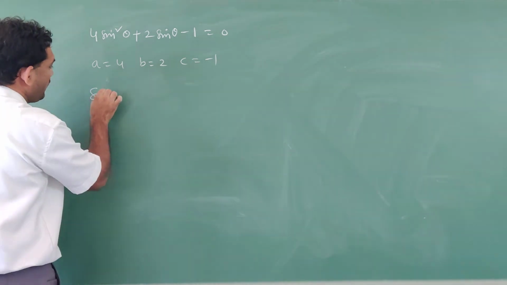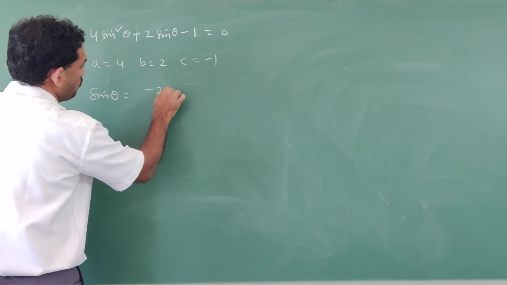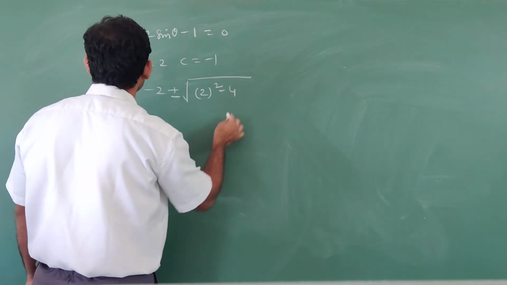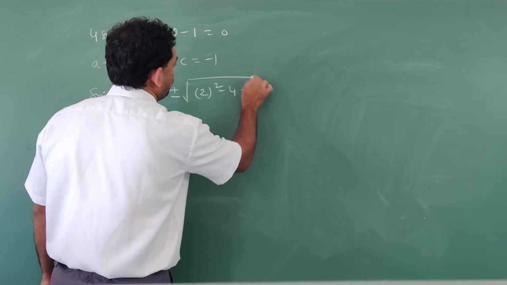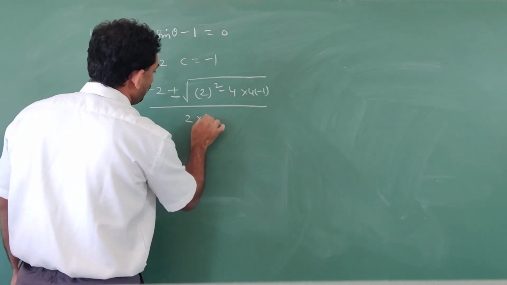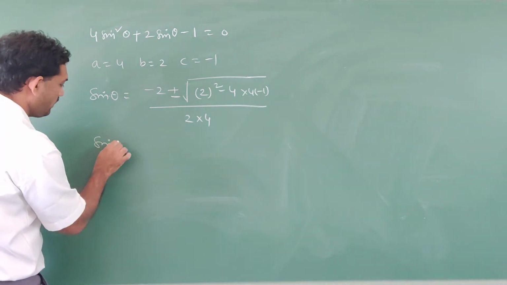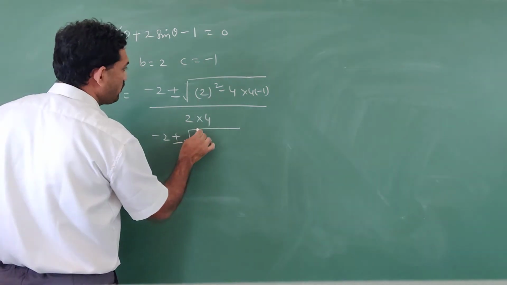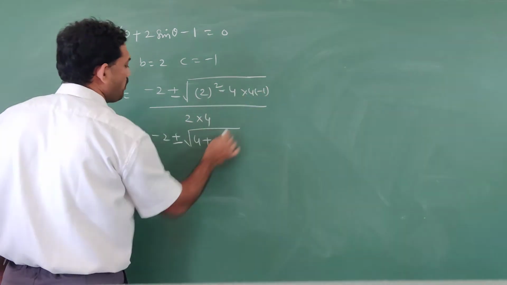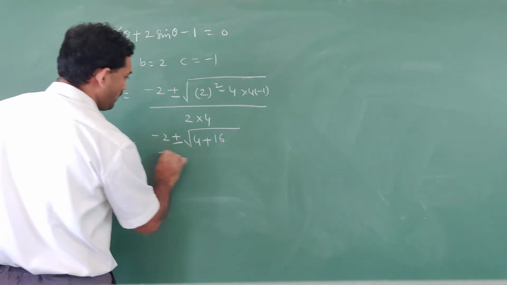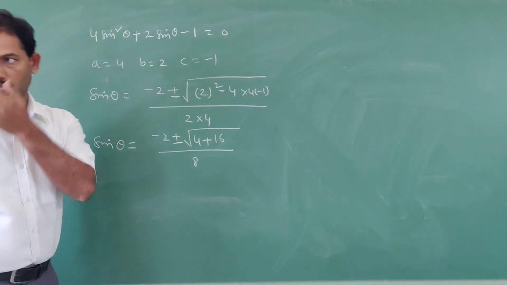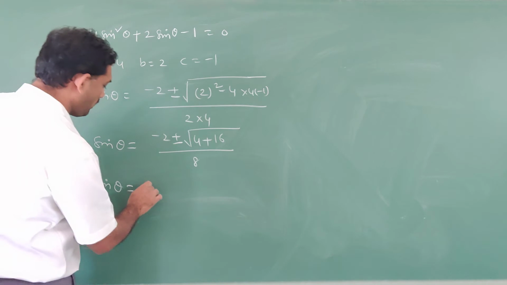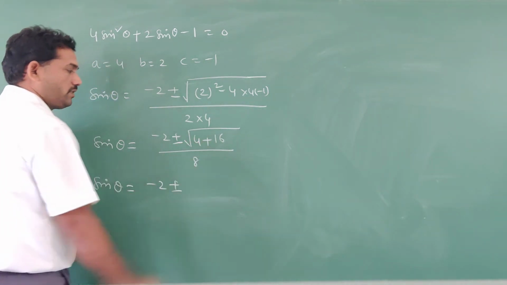You apply it: sin theta is equal to minus 2 plus or minus square root of 2 square minus 4 into minus 1, divided by 2 into 4. So again, sin theta is equal to minus 2 plus or minus square root of 2 square, which means 4, minus into minus, plus 16, divided by 8. How much is this value?